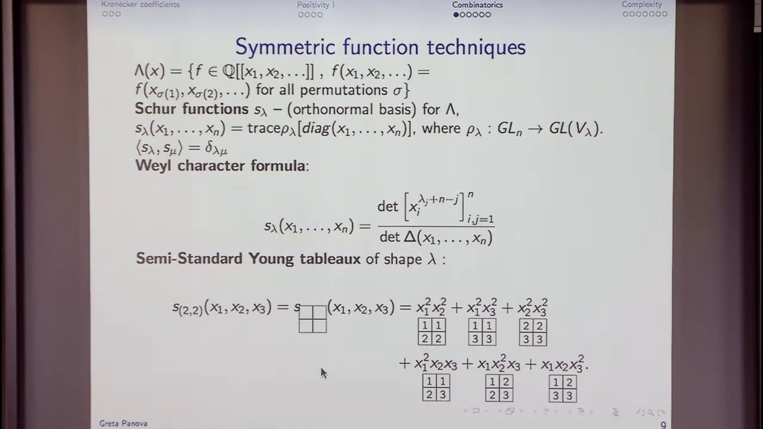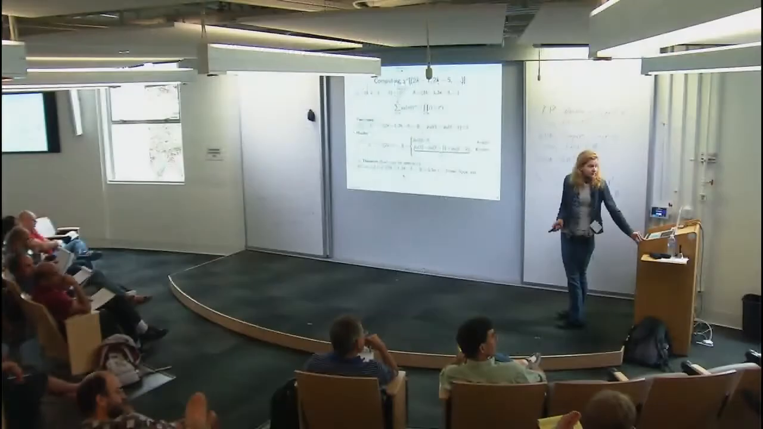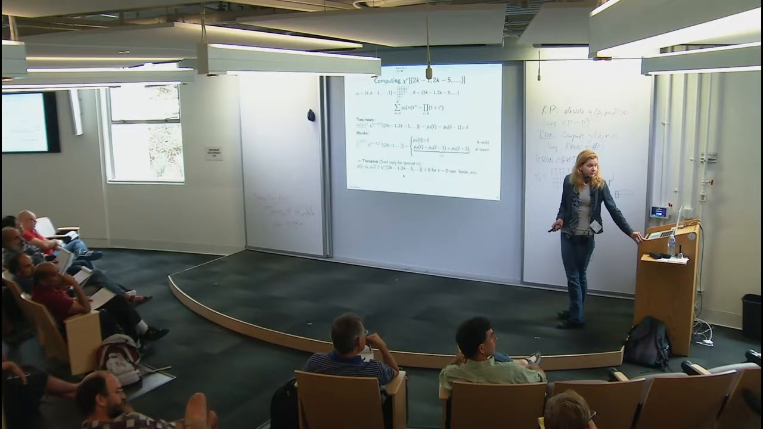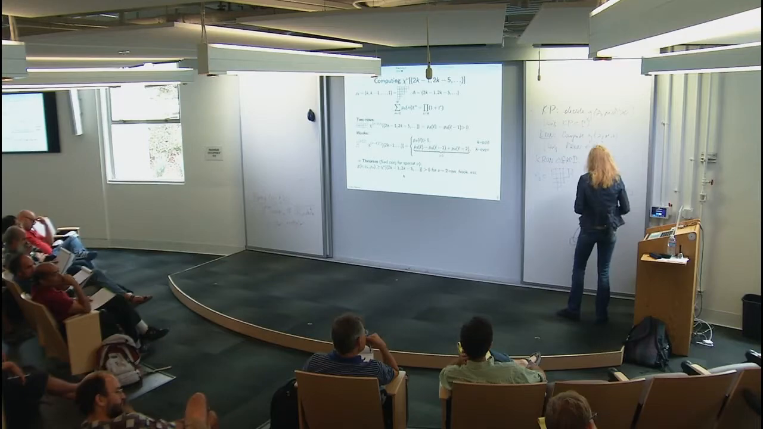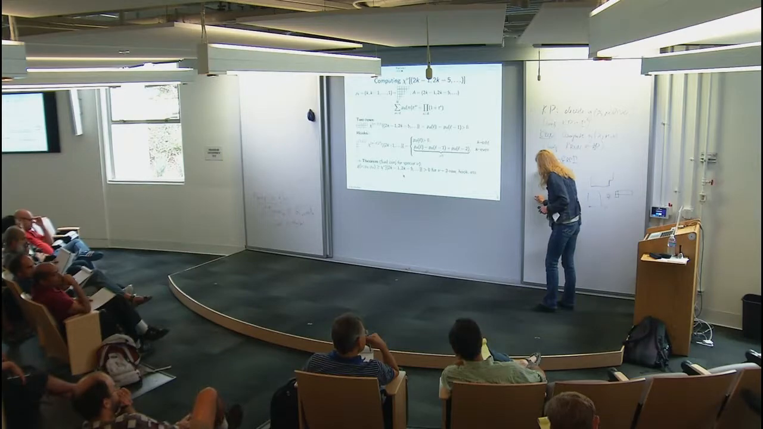So maybe I'd like to say something. There is another recent result about the Saxl conjecture itself that tells you the following. This is another general thing: if you take the staircase partition rho k, and then take a third partition that is, let's say, of the form n minus d, nu bar. So you have these three partitions. And then you look at the Kronecker coefficient as a function of k, then this is piecewise polynomial.